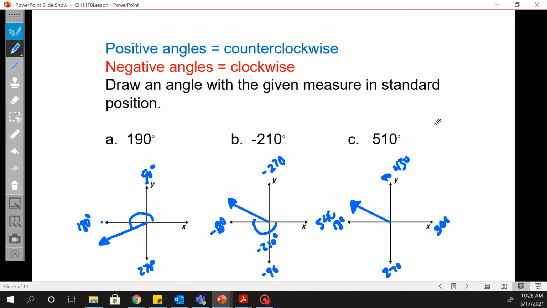An easy way to do this is just subtract 360 from it. If you subtract 360 from 510, you get 150, which would be right here. So this can be expressed as 510, or it's also 150 degrees.